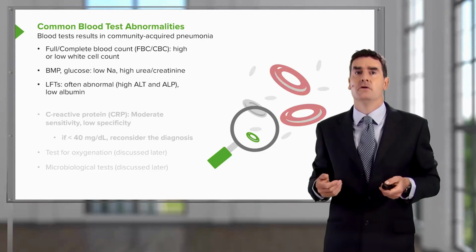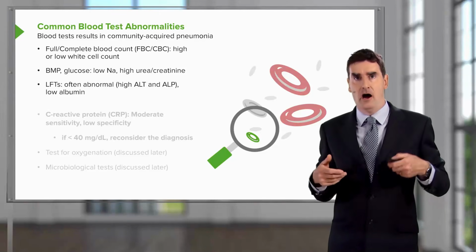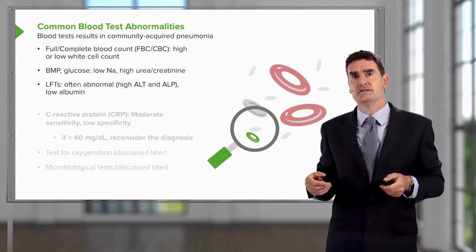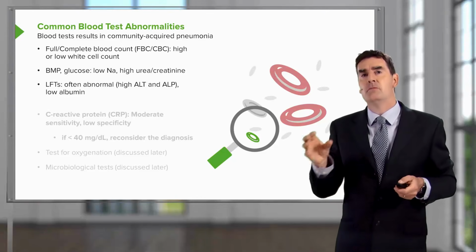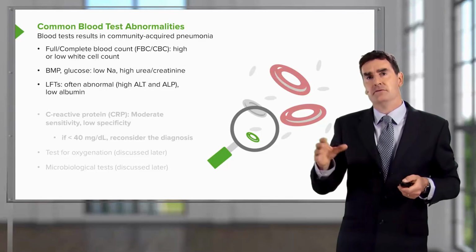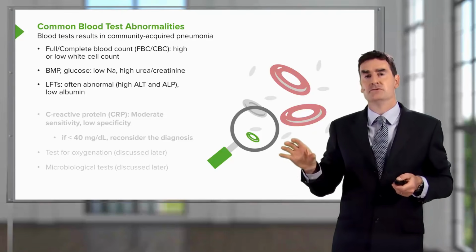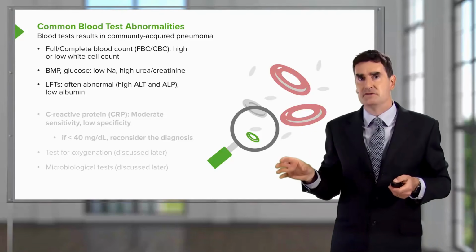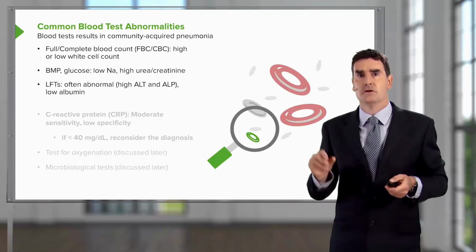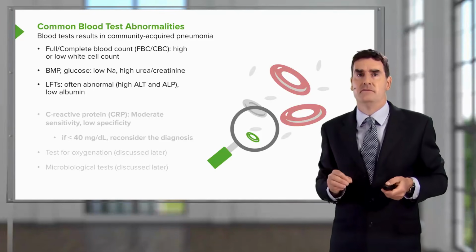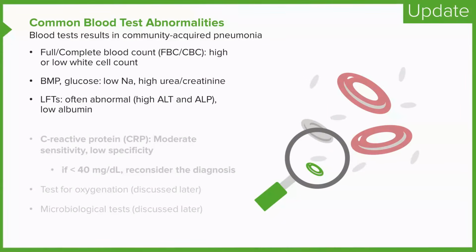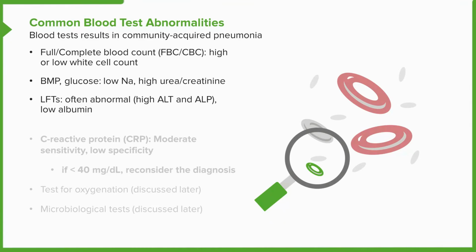Liver function tests often are abnormal in patients with pneumonia, a high ALT and a high alkaline phosphatase, and the albumin is one of those markers of acute infection. So, for example, somebody gets acute pneumococcal pneumonia, their albumin may drop from its normal range of about 40 down to 25 very quickly. So hypoalbuminemia is a marker of infection. Additionally, hypoalbuminemia is associated with increased severity, longer hospital stay, admission to the ICU, mechanical ventilation, and increased 30-day mortality.